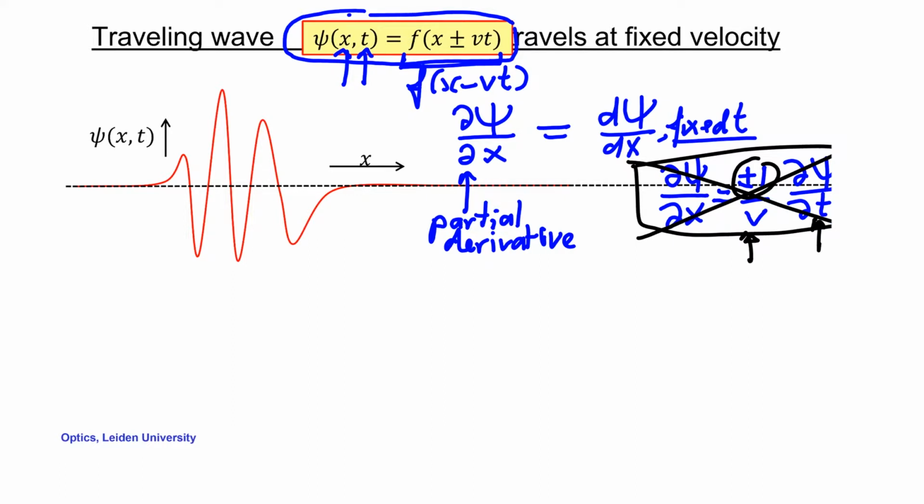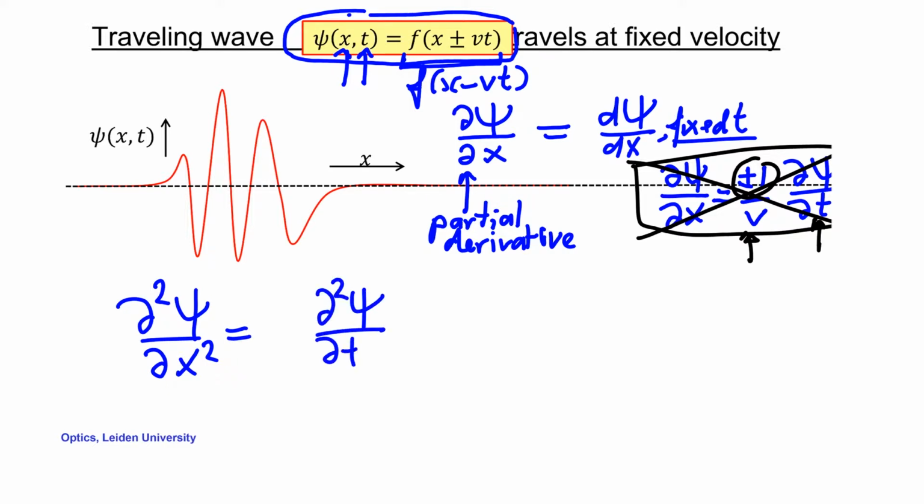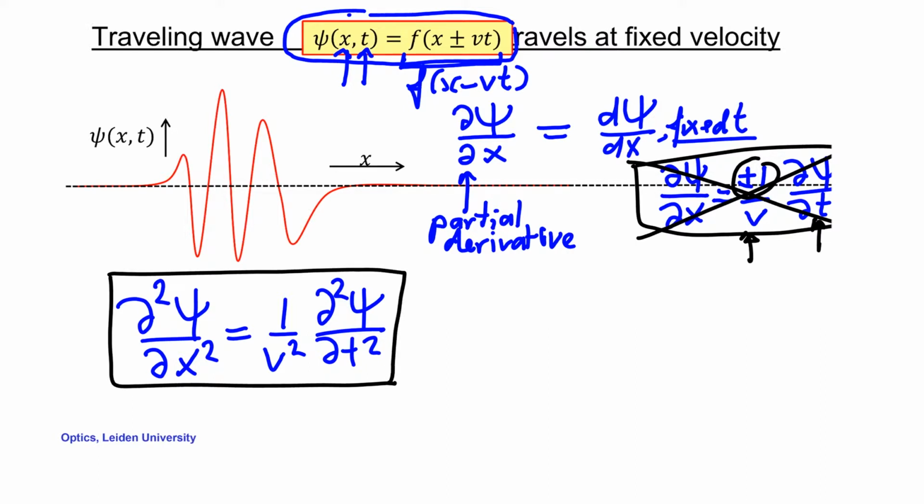The right equation of motion for a wave you get if you take second order partial derivative. So if you try to relate the second order partial derivative in space and in time, you notice there is a prefactor 1 over v squared both for the rightward traveling wave and for the leftward traveling wave. So this is the wave equation that describes the dynamics of a wave.